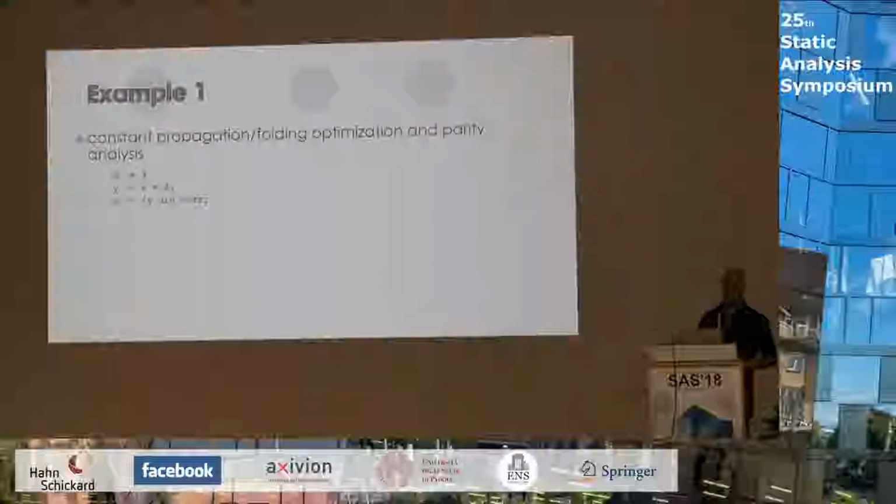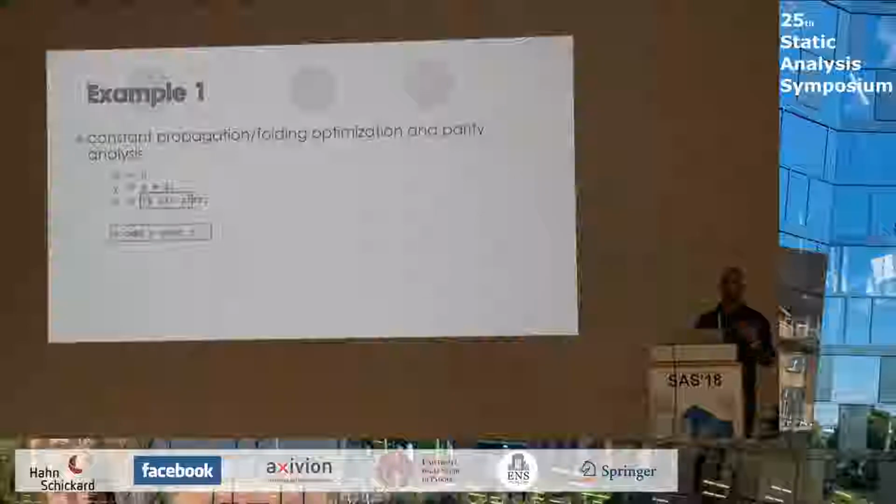When we run parity analysis in this example, as expected, the analysis will conclude that x has to be an odd number, y has to be an even number, but interestingly, z is unknown. The reason for that lies in the semantics of the division operation. If y is, say, 10 and x is, say, 5, then the result is going to be 2, which is an even number. But if y is 10 and x is 3, then because of the round-off, you're going to get 3, which is an odd number.